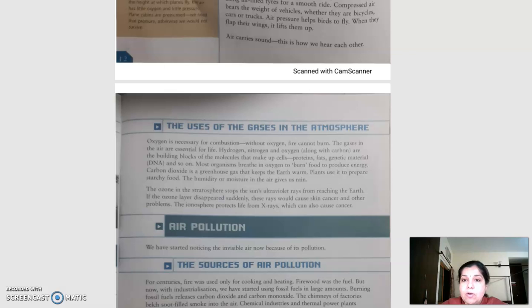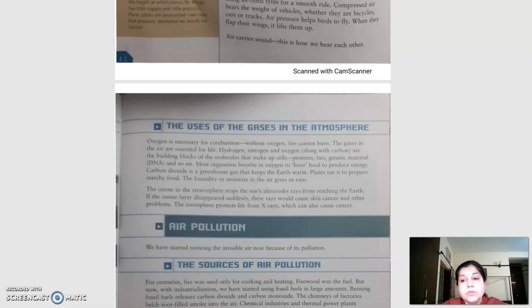Hydrogen, nitrogen, and oxygen, these are the three other important gases. They are also the building blocks of the cells. You know, our body is made up of cells, that is the proteins, fats, and the DNA. You must have heard of the term DNA. It is the genetic material. So these gases, which are present in our body as well, are the building blocks of the molecules in our cells.